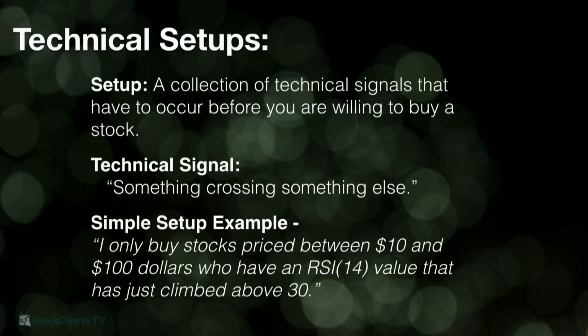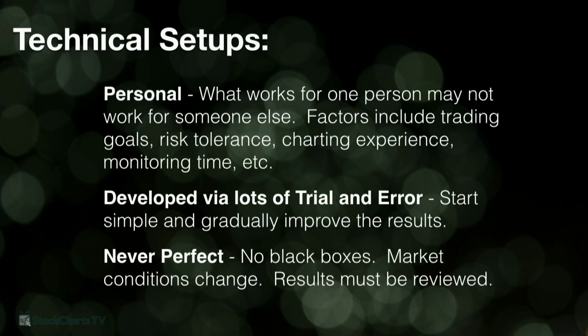And as an example, and this is a very, very simple example, technical setups, as I'll show you, are a little more complex than this, a lot more complex than this. But simply, maybe you only buy stocks that are priced between $10 and $100 and that have an RSI, a technical indicator called the RSI, value that has just climbed above 30. So this would be somebody who's just looking at a single technical signal for stocks in a particular range. Again, that's very simple, but that absolutely is a setup.